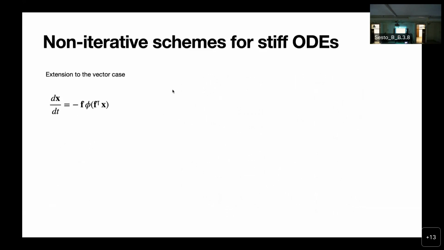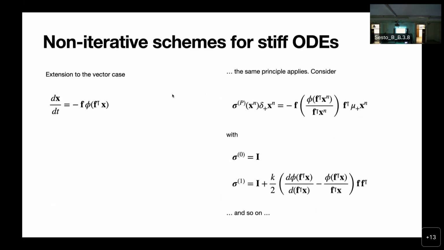So, we can move to the vector case basically, and nothing really changes now. The correction factors are just matrices and not scalar functions anymore, but the trick is just the same. So you add a correction factor in front of the difference operator, and then you can construct schemes with higher and higher orders of accuracy.